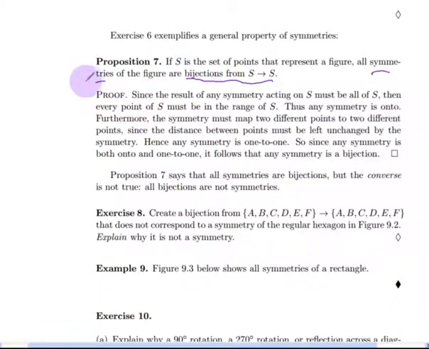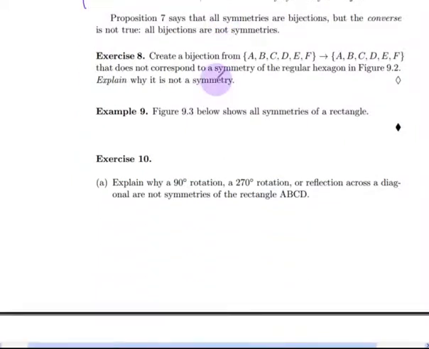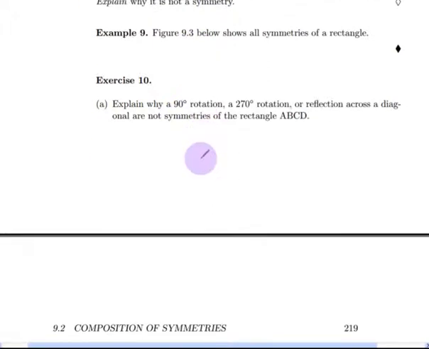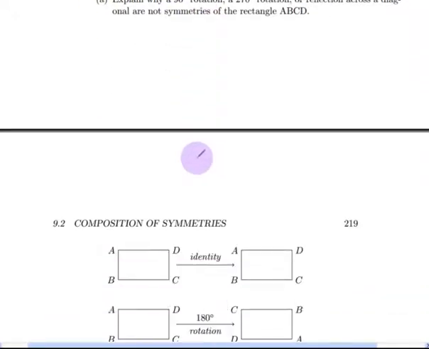Okay, so any symmetry is a bijection. But it's not true that every bijection is a symmetry, though every symmetry is a bijection. So that's an exercise for you to think up some bijections that are not symmetries.